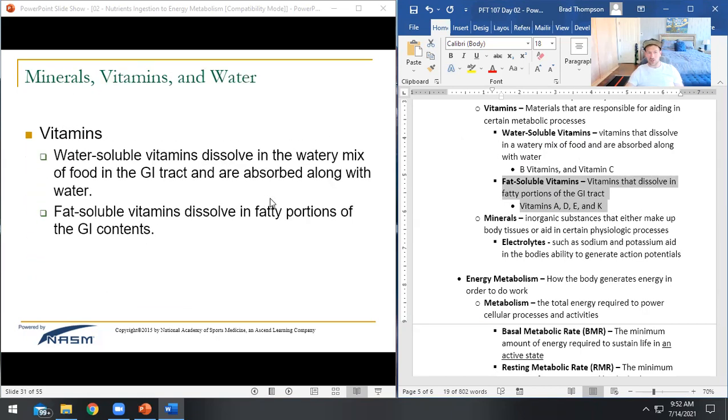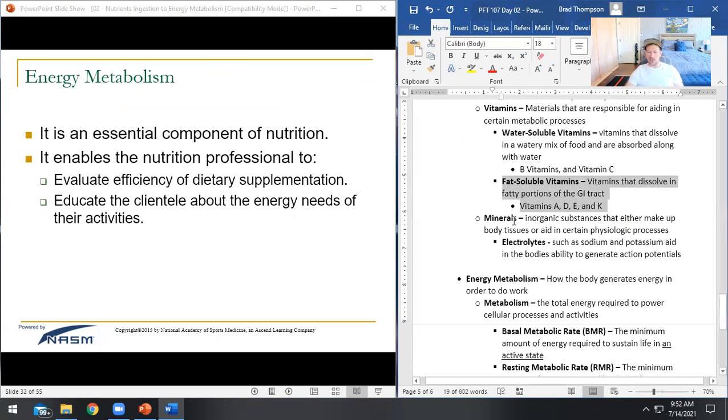And then minerals, which are not really being mentioned here, are inorganic substances that basically make up certain body tissues, and they do aid in certain physiologic processes, right? So calcium makes up your body, but it also is what attracts troponin and tropomyosin, which is going to ensure that those materials move out of the way, and that allows for muscle contractions to occur. So we need calcium.